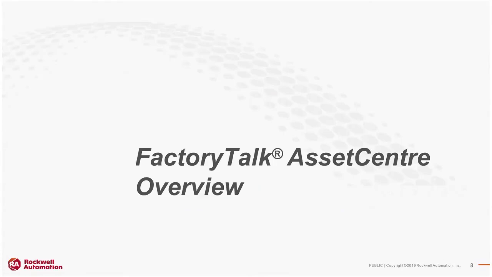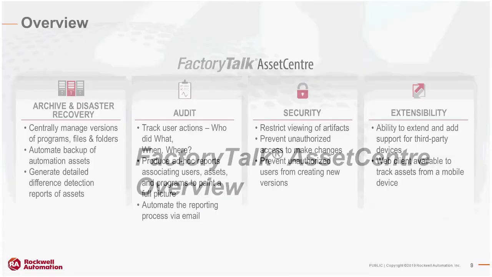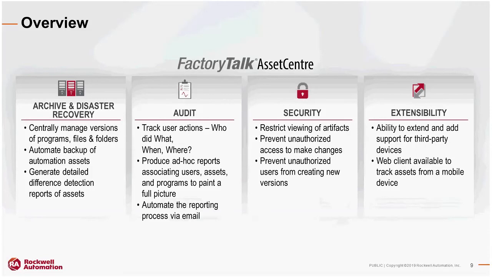So now let's talk about AssetCentre. These are the core capabilities of AssetCentre, broken into 4 categories. First, the archive and disaster recovery piece. The AssetCentre archive enables you to centrally manage versions of programs, files, folders, and it also gives you source control, meaning people must check in and check out documents for editing, which ensures there's always a single version of the truth. AssetCentre can also back up the files living on your automation assets.